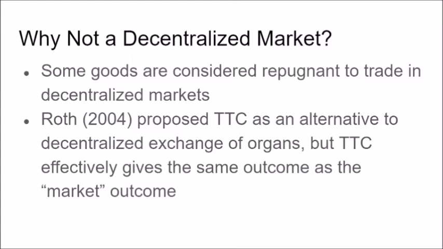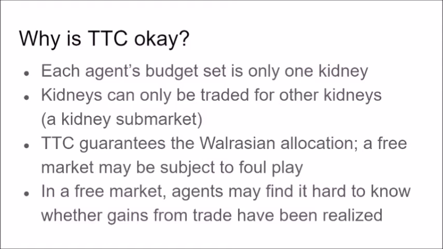But something like the selling of kidneys or the selling of horse meat or the buying and selling of other human tissue, those things might not be strictly immoral, but they feel very wrong. So Roth in 2004 proposed the use of the top trading cycles algorithm as an alternative to the decentralized exchange of organs, kidneys in particular. But the top trading cycles algorithm does effectively give the same outcome as the market outcome. So why would we use it if the market outcome is exactly the same? In other words, why is using an algorithm okay when using decentralized exchange isn't okay?